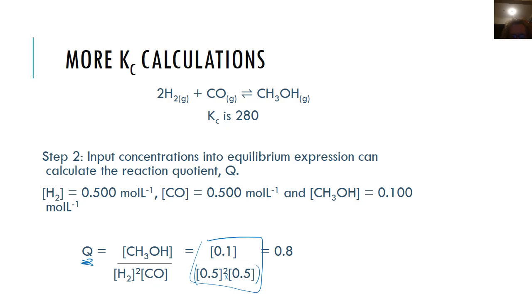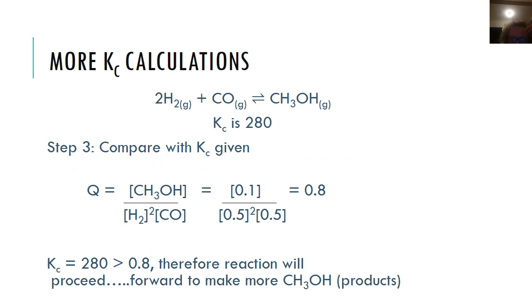So I've got Q here and it's 0.8, and the last step is to compare it with Kc. And Kc is 280, so 0.8 is smaller than that. That means I must need more products. So the reaction's still going to go forward and make more of the methanol, more of the products, before it will reach the Kc of 280. So that's one thing we can do with our Kc value.